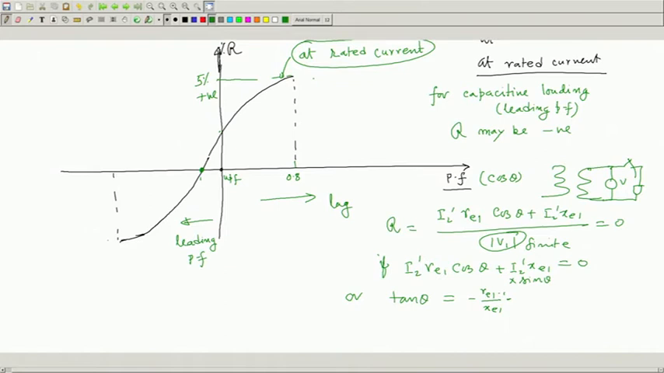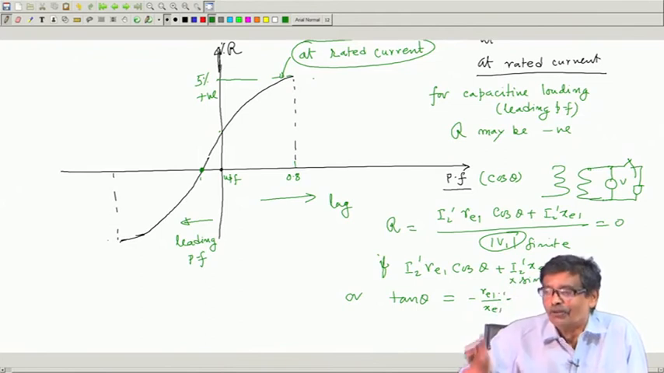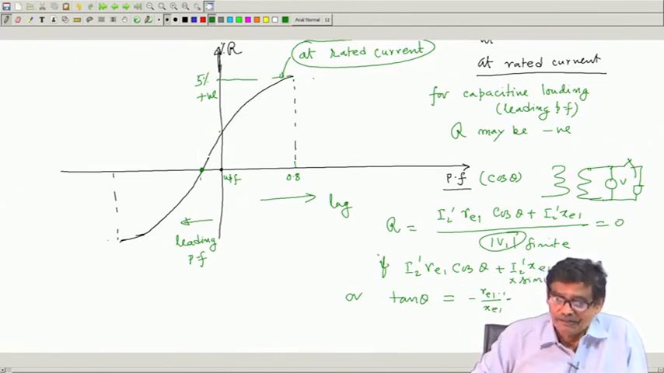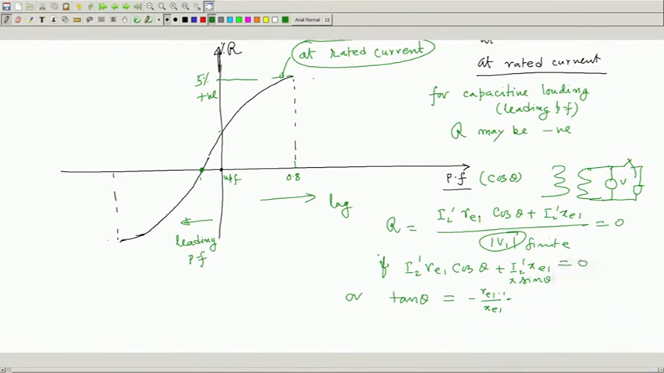Therefore, in case of a DC source with internal resistance R, regulation will be always positive, voltage will always drop. But here in case of a transformer which is giving you AC supply, you can choose a load power factor. So, if you choose the load power angle as tan inverse of minus R e 1 by x e 1, regulation may become 0.